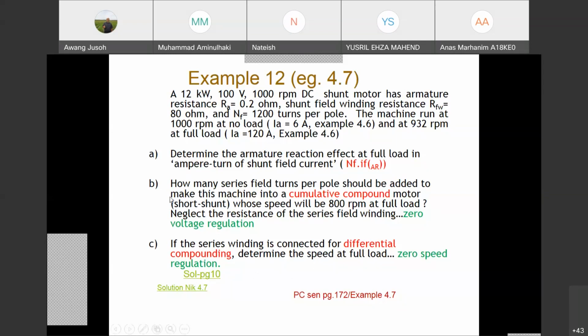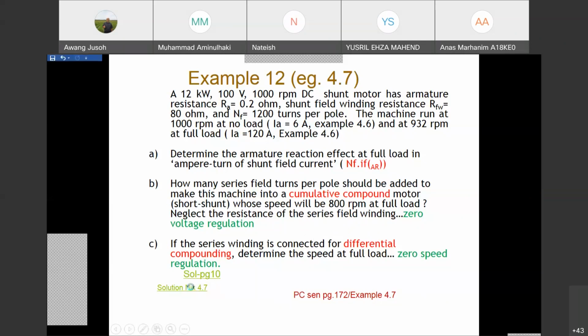So we go to the first case, point B. How many series field turns per pole should be added? This NSR should be added to make this machine into a cumulative compound motor. They ask to use short shunt only, so that the speed will be 800 RPM at full load. They want 800 RPM at full load. Neglect the resistance of the series field winding, so we can say that RSR equals 0.